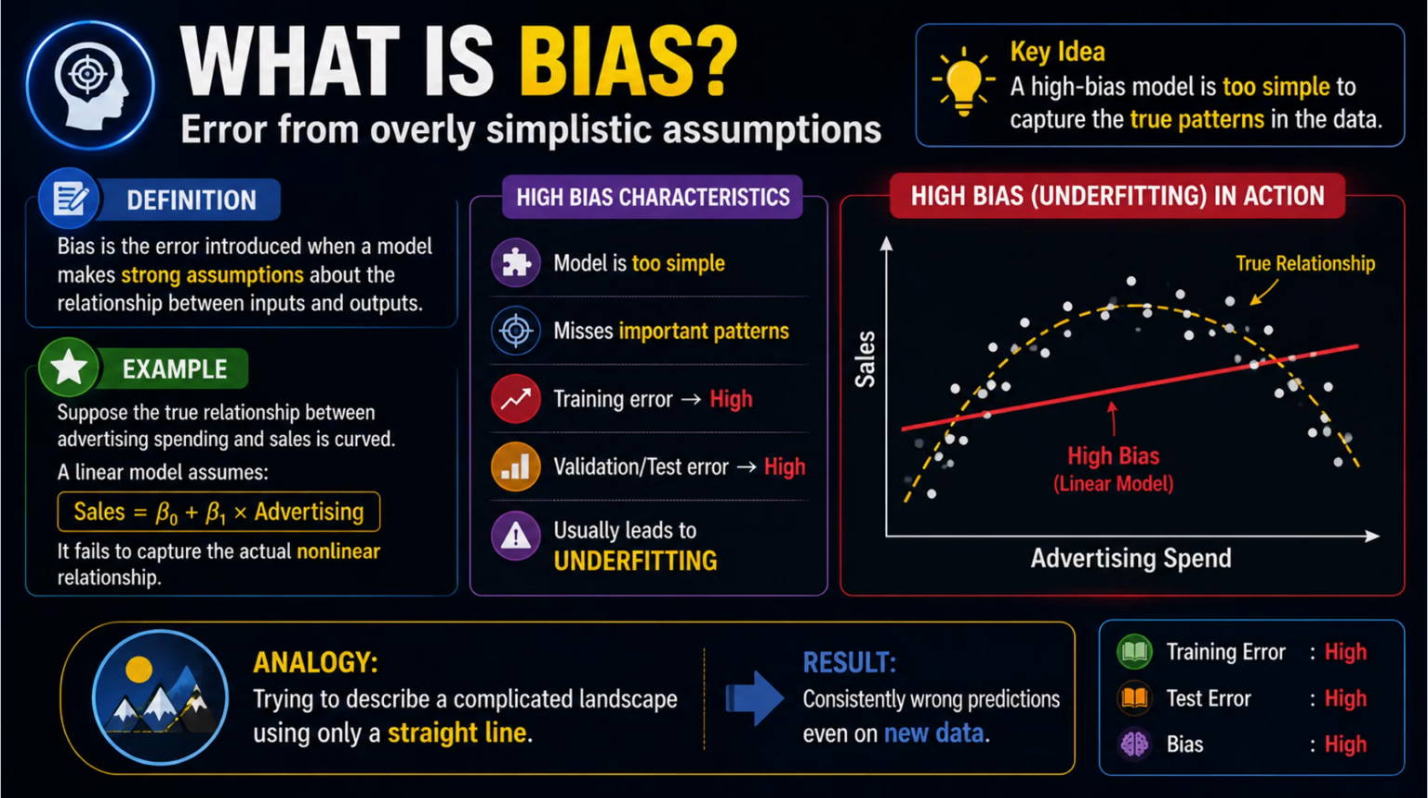So the high bias characteristics are: the model is too simple, it misses important patterns, training error is high, and testing error is also high, and this usually leads to underfitting. The analogy is trying to describe a complicated landscape using a straight line. The result is consistently wrong predictions, even on new data.